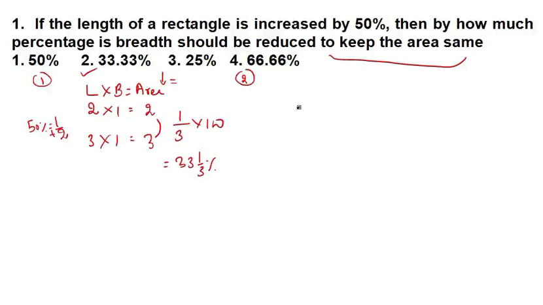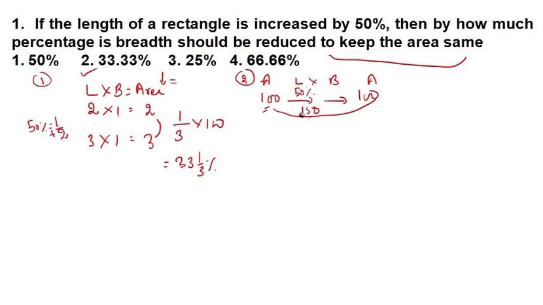Look guys, here it is written that the area should be the same. Here I assume that the area is 100. Now something will happen here, length into breadth: someone will increase and someone will decrease. But according to the question, the area has to be the same. So if the area is 100, then here also my area should be 100. Here the length is increased by 50%. If I increase 100 by 50%, then I get 150, right?